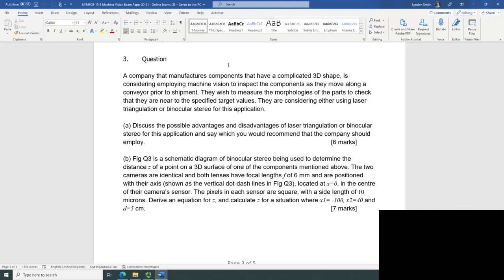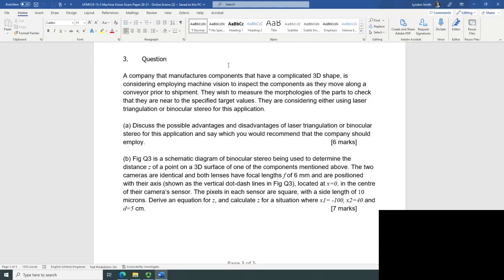A minute ago, we talked about the correspondence problem as being a possible issue with binocular stereo, didn't we? What are the advantages of binocular stereo? It's potentially cheaper than laser triangulation, isn't it? Why is that? Because you only need the two cameras, whereas with laser triangulation you need all the settings. Cheaper and simpler, isn't it? Lasers cost a lot of money. Yeah, they do. Last time I bought a laser it was about £1,000 or 1,500 quid.